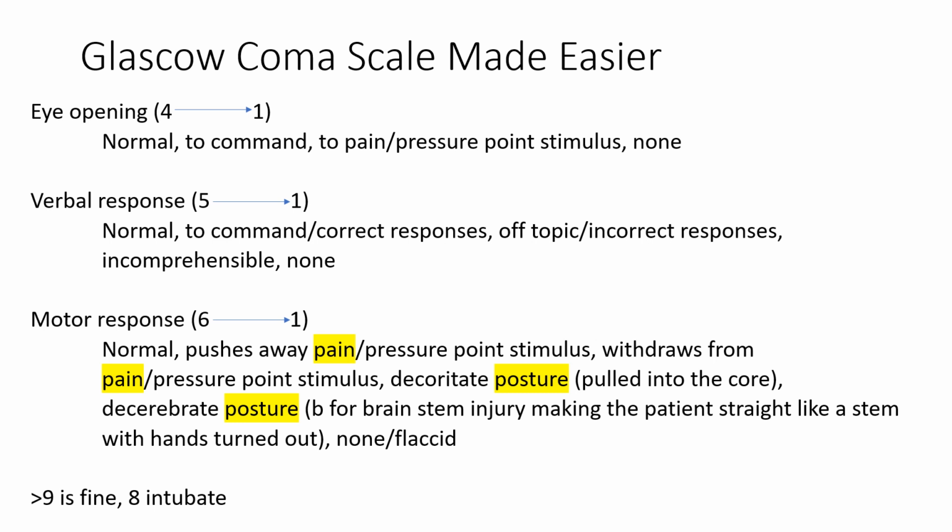So that gives you your other numbers. Normal 6, pushes away from pain is a 5, withdraws from pain is a 4, decorticate posture is a 3, decerebrate is a 2, and then kind of a flaccid posturing in the bed is a 1.